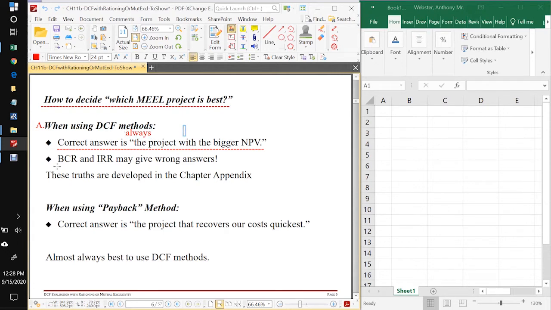And as you'll see in the appendix to this chapter, which as you know is optional and you don't have to look at, but I know you're so excited about all this finance stuff that you're going to spend countless hours digging through the appendix to this chapter.